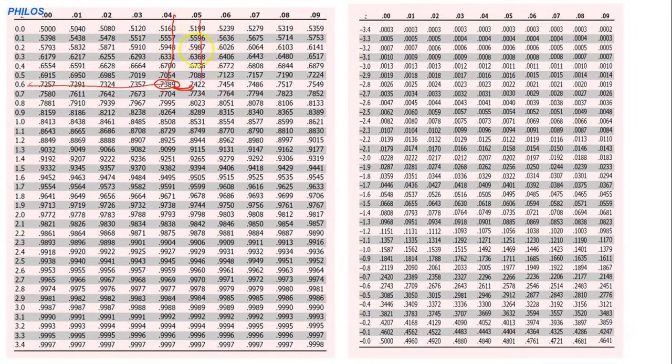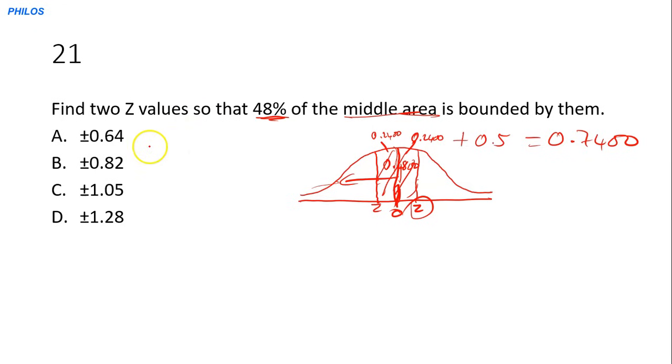Then we find its average, which will give us 0.645. Isn't it? So 0.645 is the answer. But here we can see 0.64, so you are still free to choose A as your answer, plus or minus. It means the z here will be positive 0.64 and this will be negative 0.64. That's the meaning. So let's proceed to the next question.